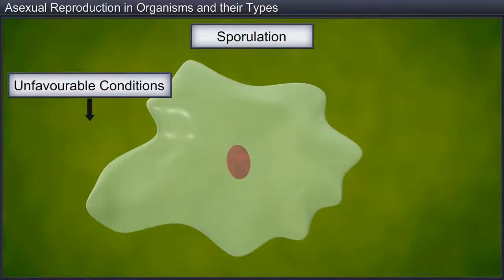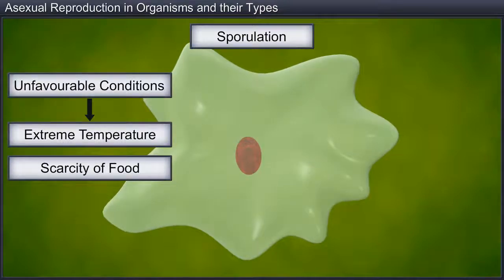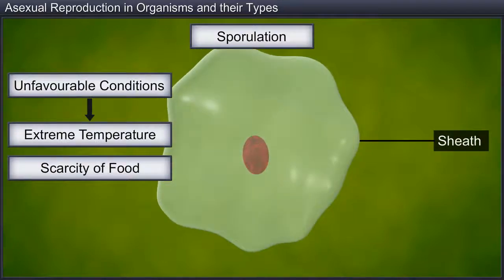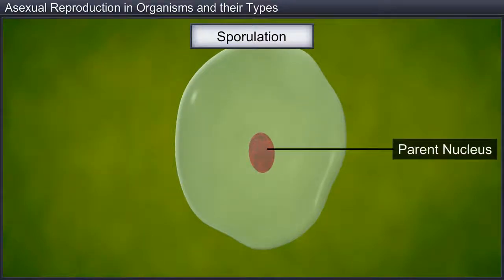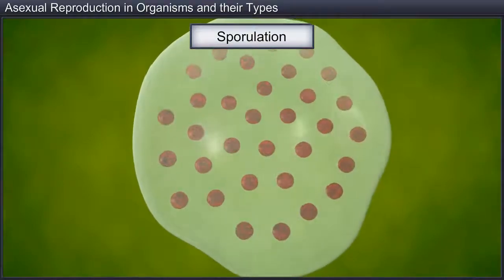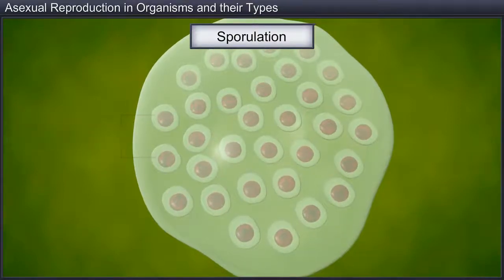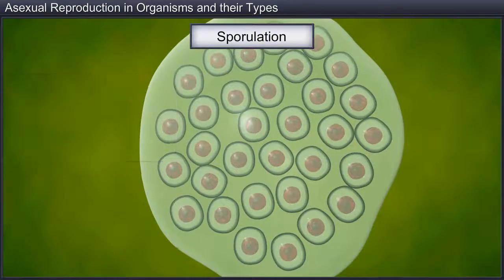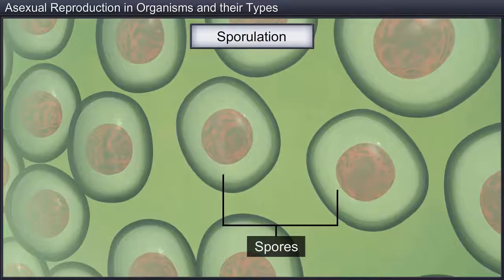Under unfavorable conditions, such as extreme temperature and scarcity of food, its protoplasm contracts along with its contents to form a sheath around the amoeba, but without encasement with cyst wall. Then, the parent nucleus divides into many nuclei, followed by cytoplasmic division. Thus, many daughter cells are formed. Each daughter cell is individually surrounded by a resistant cyst wall. These encysted cells are called spores, which can tolerate unfavorable conditions.